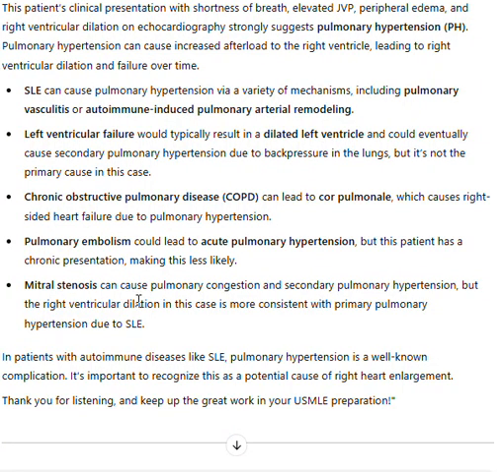Mitral stenosis can cause pulmonary congestion and secondary pulmonary hypertension, but the right ventricular dilation in this case is more consistent with primary pulmonary hypertension due to SLE. In patients with autoimmune diseases like SLE, pulmonary hypertension is a well-known complication. It's important to recognize this as a potential cause of right heart enlargement.